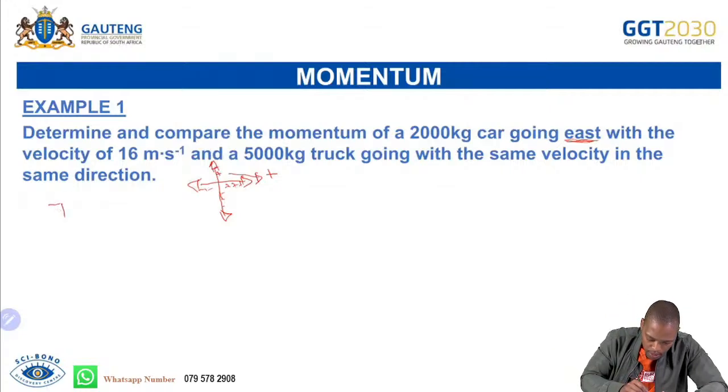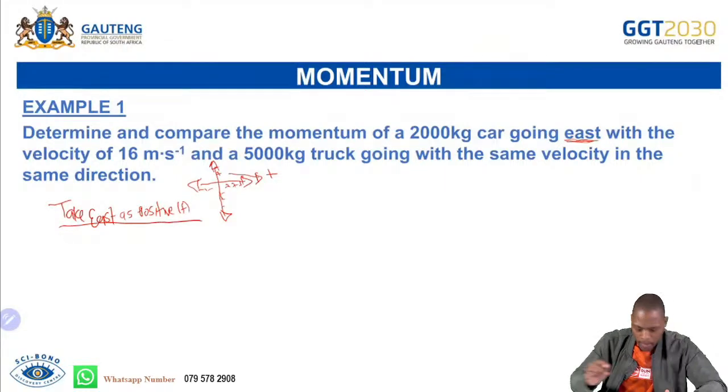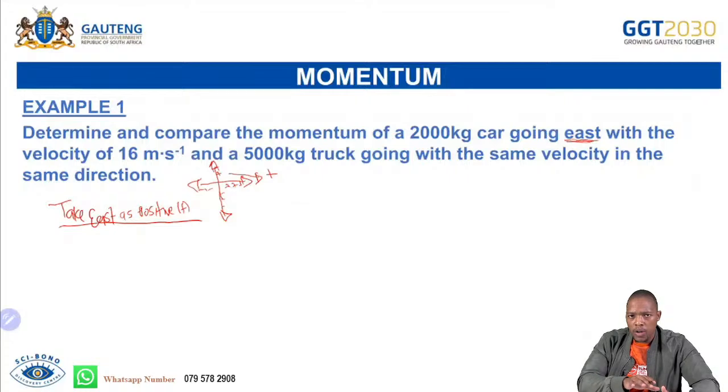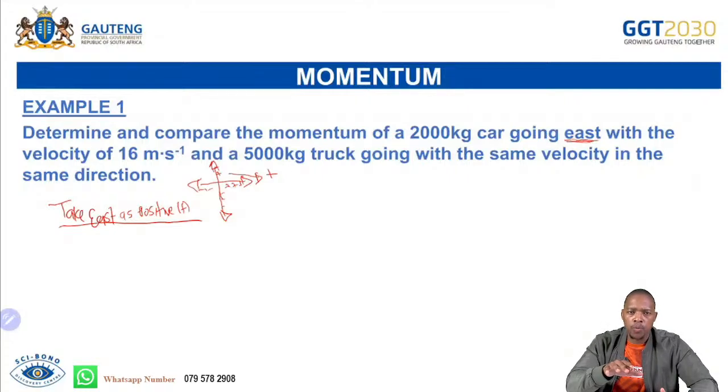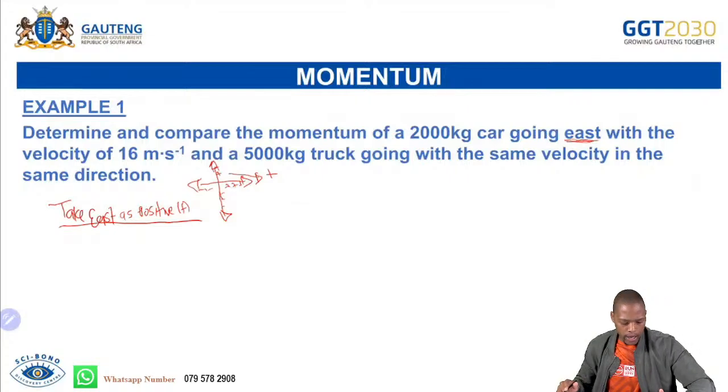So I will say take east as positive. Then I will underline that. I'm telling anyone who's going to look at my calculation that in this calculation, the vectors that are pointing east will be assigned a positive value, and the vectors that are pointing west will be assigned a negative value. So I have to take direction first, then I can attempt the calculation.